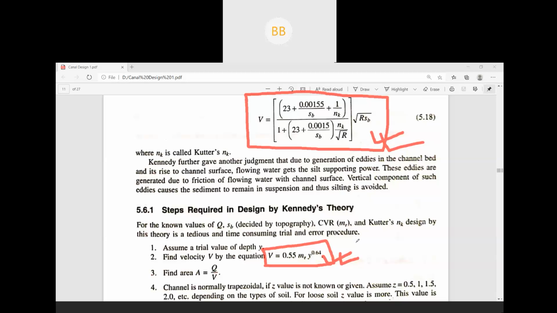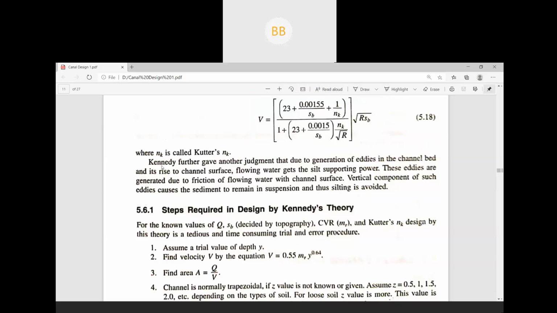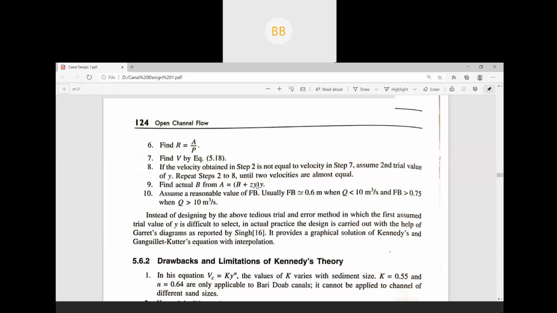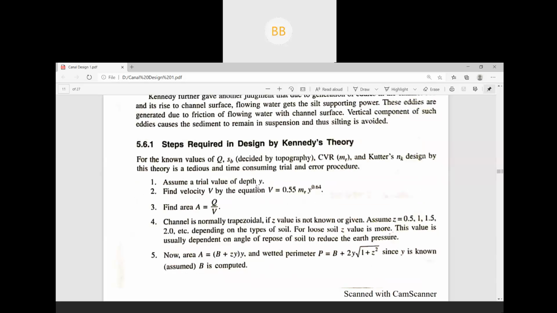Or sometimes they ask about the limitations of Kennedy's theory. Those things are written here in detail, so I don't think we have to discuss this. You can simply read and understand. Sometimes they give four options, and you have to identify the correct limitations of Kennedy's theory. Such types of questions you can expect from this particular theory. Don't worry about the limitations. I'm going to share this PDF with you.